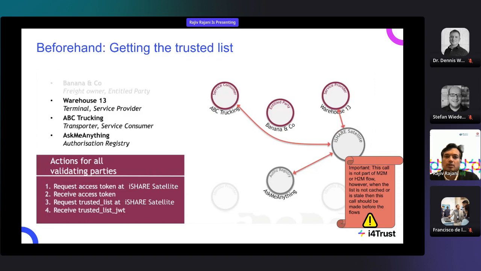As I mentioned, all organizations should cache this list and update it regularly. This step does not always need to be called just before any machine-to-machine or human-to-machine transaction happens. However, if your cache is invalid, old or stale, or you haven't cached the trusted list, then you have to make sure that you call this, so that you have all the trusted CAs and can validate the certificate and the signature from the client assertions that you will receive, right?